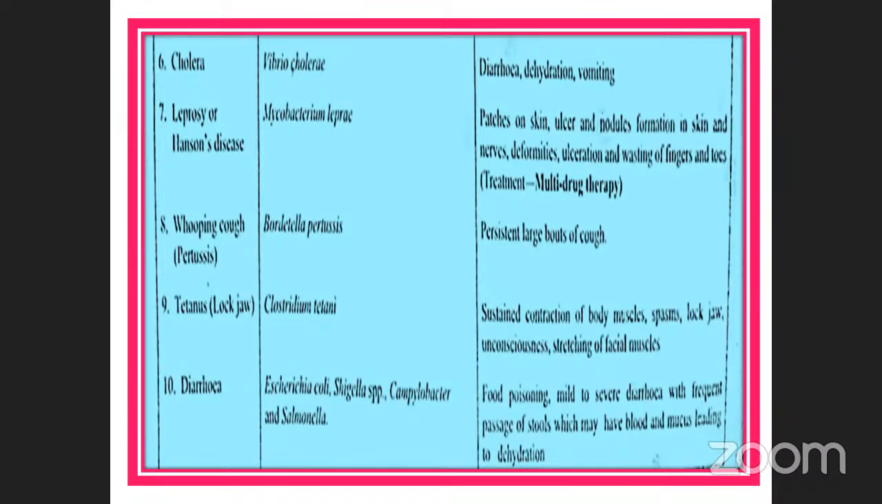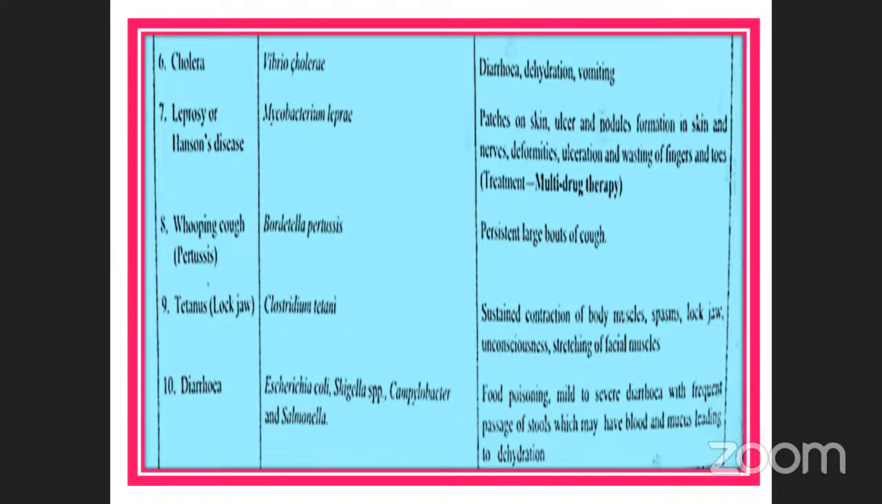Symptoms are sustained contraction of body muscles, spasm, locked jaws, unconsciousness, and stretching of facial muscles. We cannot stretch the facial muscles, and we cannot move the jaw up and down due to this bacteria, Clostridium tetani. For diarrhea, there are already many harmful microorganisms present in the soil as well as the food. Suppose one unexpectedly enters your body, what happens? Automatically it will lead to some of these symptoms.